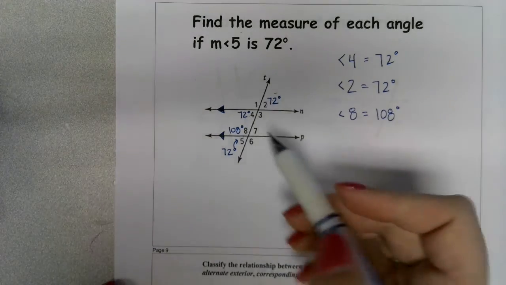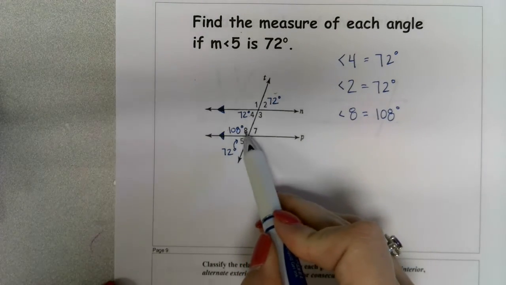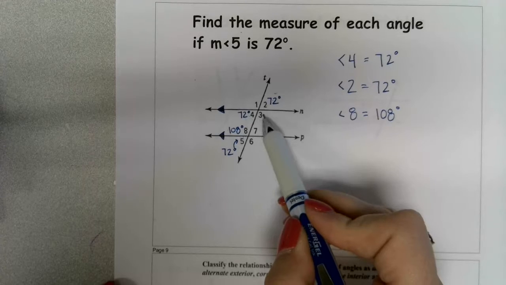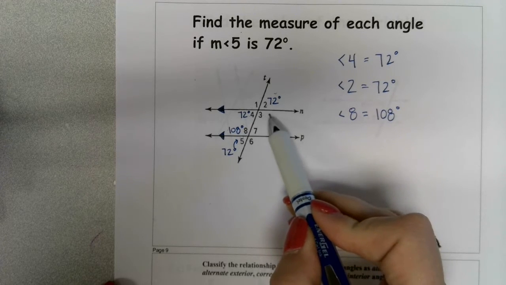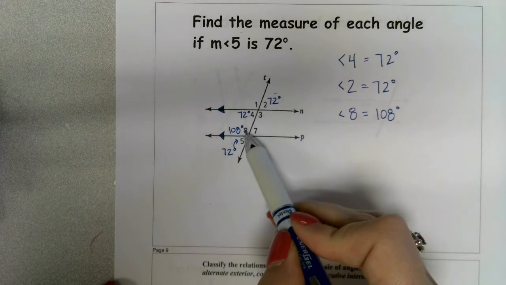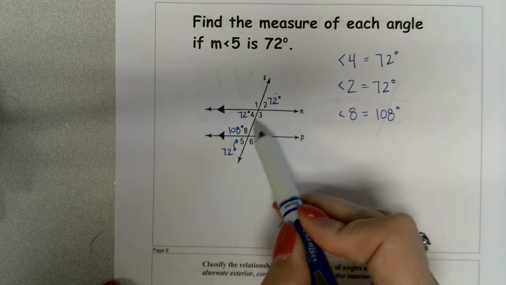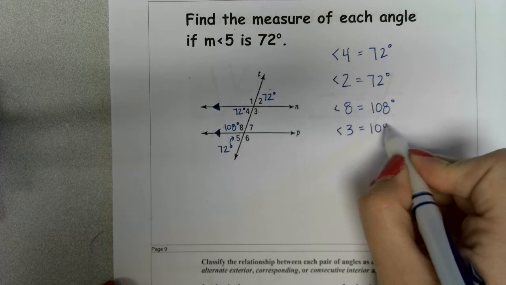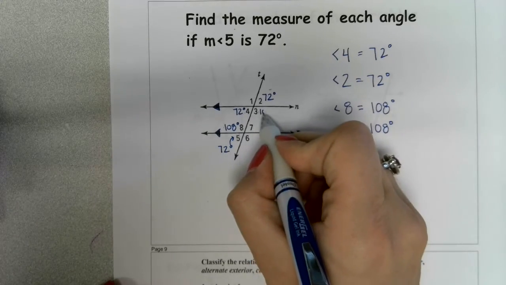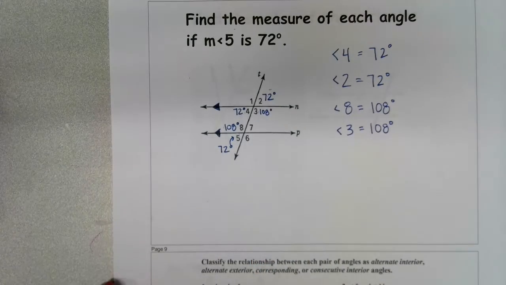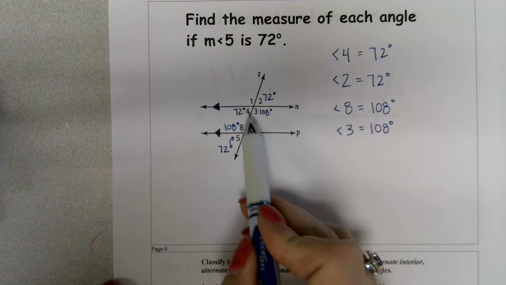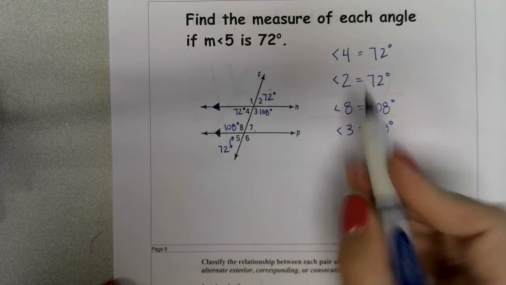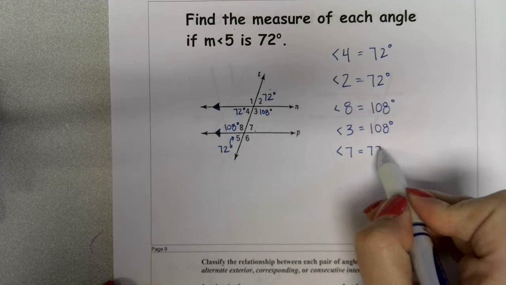Okay? Now that I know that this angle right here is 108 degrees, I should be able to use alternate interior angles. Those are the angles on the inside, on opposite sides of my transversal, to figure out what angle 3 is. And these are going to be congruent. Alternate interior angles are going to be congruent. So angle 3 is going to be 108 degrees. Okay? I can do the same thing with angle 4 and angle 7. Those are alternate interior angles. If this angle is 72, angle 7 is going to be 72.